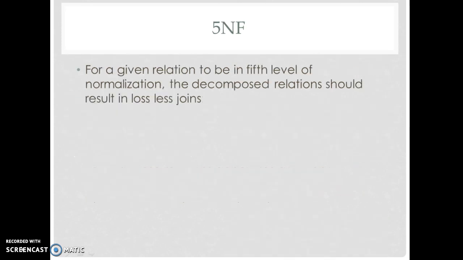Therefore, what we have to keep in mind when we are trying to bring our table into the fifth level of normalization is that the way we decompose our tables or relations should result in lossless joins. That is, there should not be any loss of information, nor should we generate any extra or spurious information that didn't actually exist within our original table.